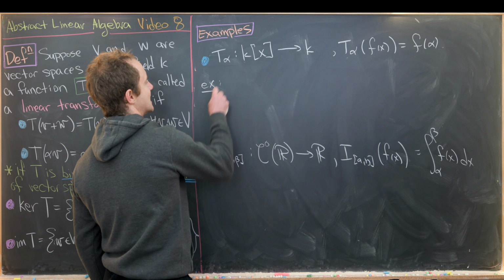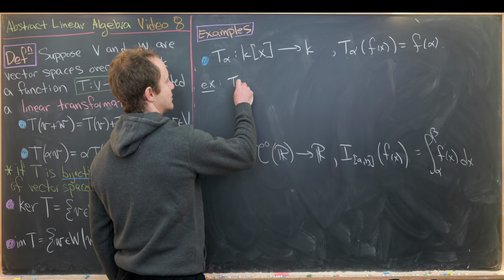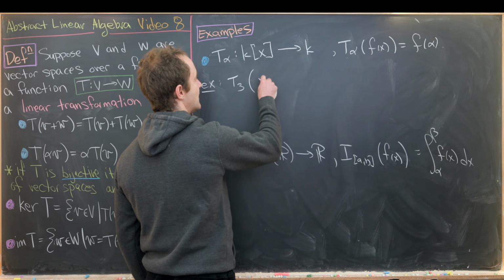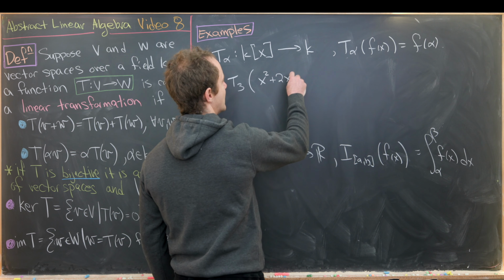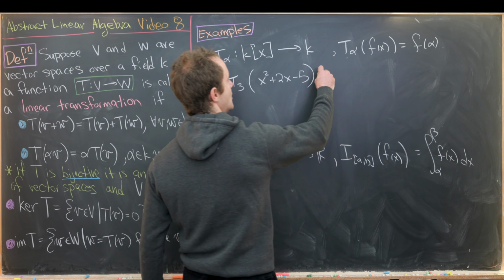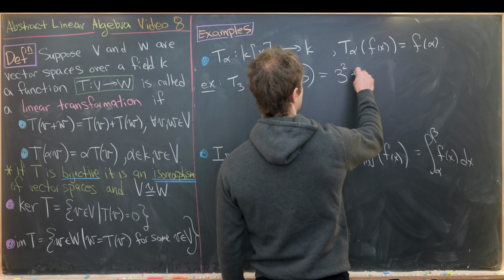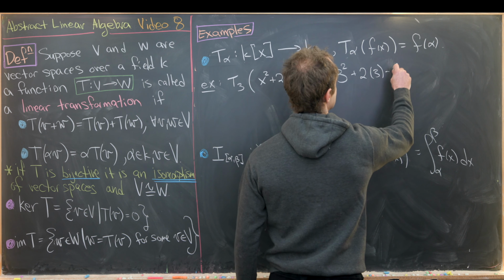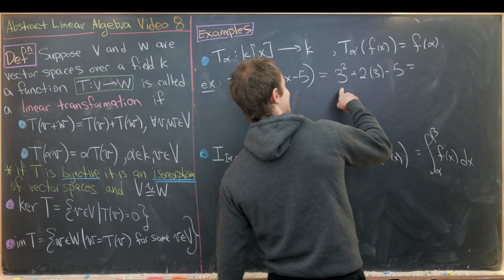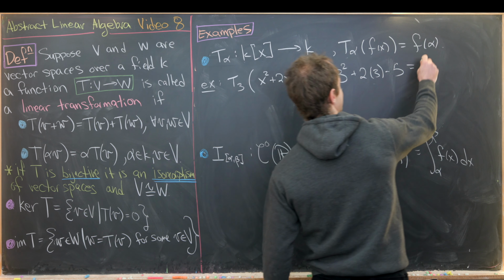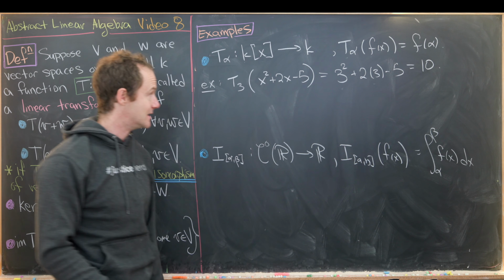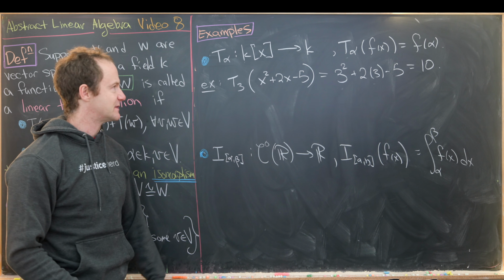So let's look at an example of this happening. So for example, T3 of x squared plus 2x minus 5 will be equal to 3 squared plus 2 times 3 minus 5. So in other words, that is 9 plus 6 minus 5. That's the number 10.